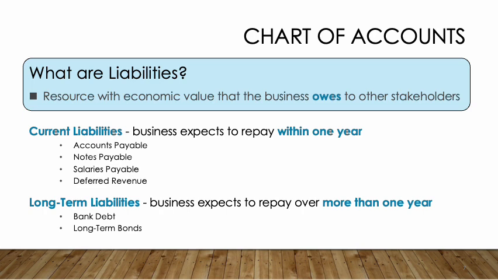The other category of liabilities is known as a long-term liability. The business expects to repay these liabilities over more than 1 year. The two main examples of that are bank debt. So if you take out a bank loan, you normally will repay it over roughly 5 to 7 years approximately. So that therefore it's a long-term liability, and also long-term bonds as well. We'll get to how we treat the accounting for long-term liabilities later on in the IFA course.